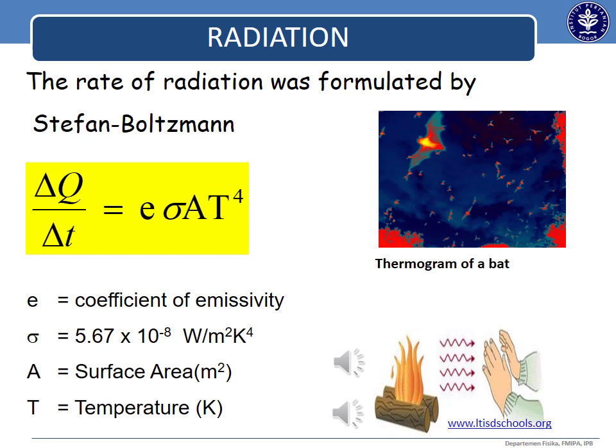In radiation, the heat is transferred from one place to another without any medium. The radiation rate depends on the temperature to the fourth power and the radius of the radiating body, and linearly depends on the constants e, the coefficient of emissivity, and sigma, the Stefan-Boltzmann constant. An example of radiation is sunlight, or if you have a bonfire and you're sitting not far from the bonfire, you can feel the heat.